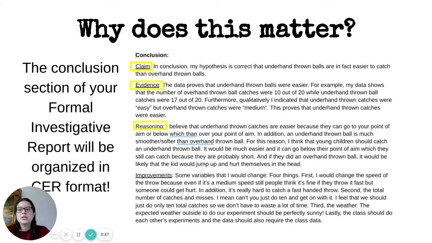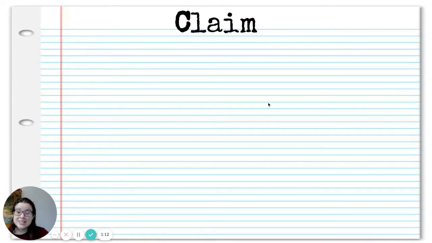We are actually going to organize the conclusion section of our formal investigative report in this CER format. You can see on my screen right now the word conclusion to indicate that it's the conclusion section, and then the sub labels of claim, evidence, and reasoning, and then also improvements. We'll talk about that in class later this week. Okay, so let's get into it.